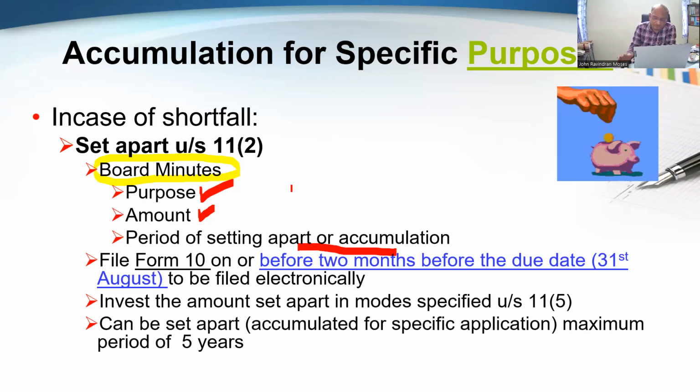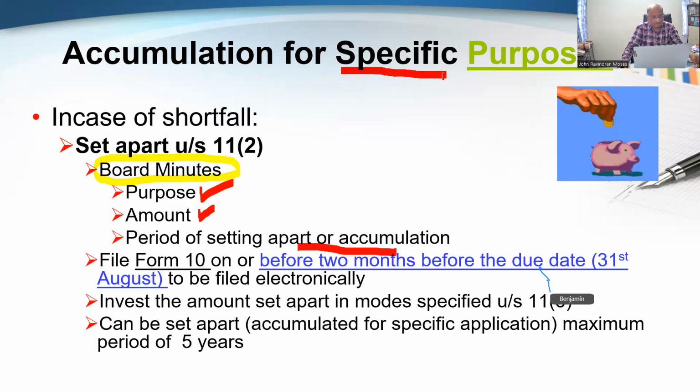You may even say in your board meeting that the total cost of the school building, the classrooms, is going to be 50 lakhs. The choice is yours. So this is a conscious decision in your board. You'll have to take a decision and the board minutes will specify the reason why you're earmarking, setting apart or accumulating, because as the word says, this accumulation is for a specific purpose. The reason why you're accumulating, the amount you're accumulating, the period up to which you're accumulating.